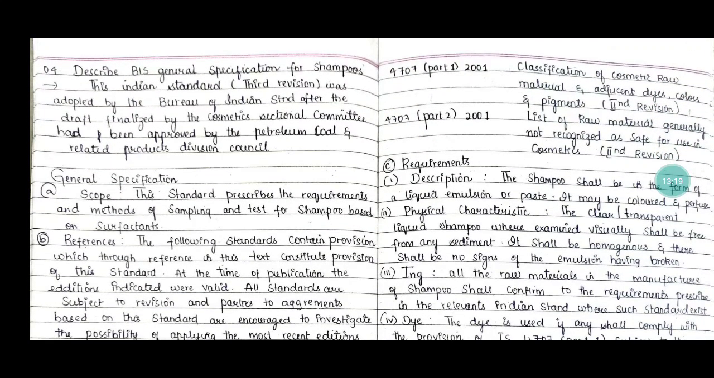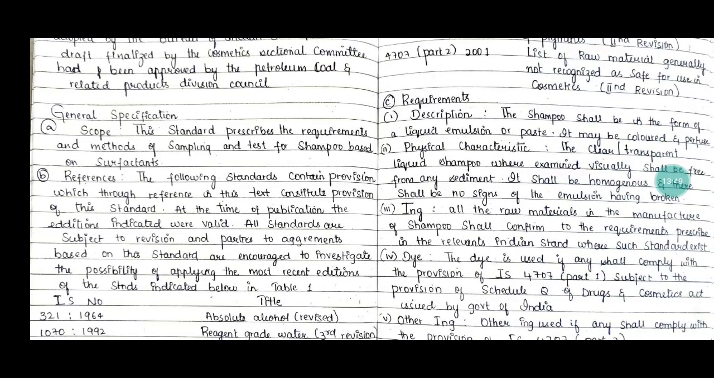Now question number 4, describe the BIS general specification for shampoo. The Indian Standard third revision was adopted by the Bureau of Indian Standards after the draft was finalized by the Cosmetics Sectional Committee and had been approved by the Petroleum, Coal and Related Products Division Council. The general specification, number A, scope: this standard prescribes the requirements and the methods of sampling and testing of shampoo based on surfactants.